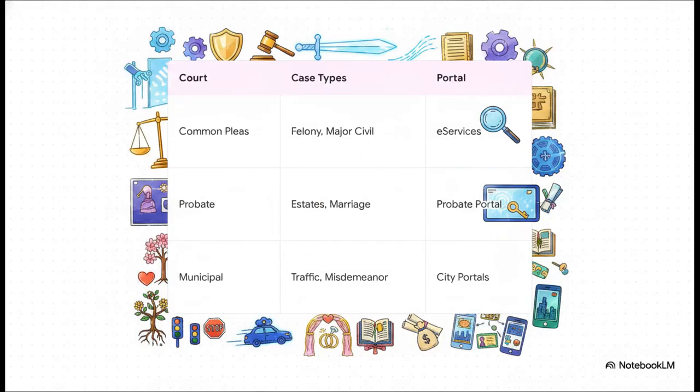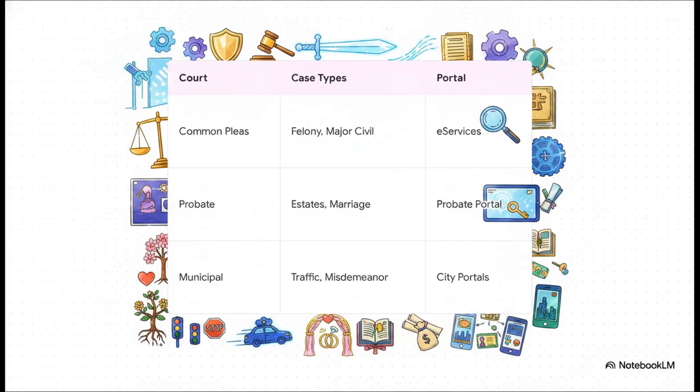The real trick, though, is knowing exactly where to look, because Lorain County uses a decentralized network. It's kind of like a giant puzzle. Basically, there are three main types of courts you're going to encounter. First, the Common Pleas Court. They handle the heavy hitters, like felonies, major civil disputes, domestic relations, and appeals. Then you have the probate court, which is your go-to for estates, marriage licenses, and guardianships.